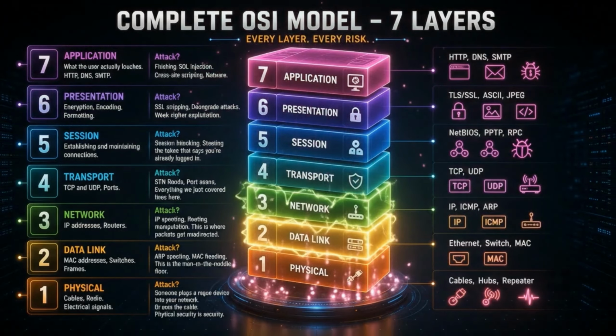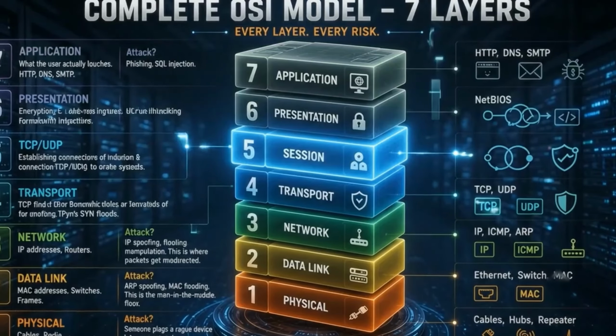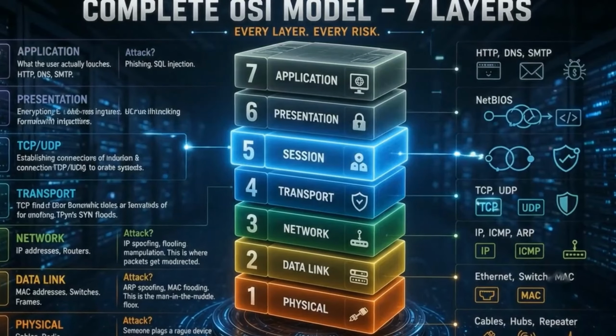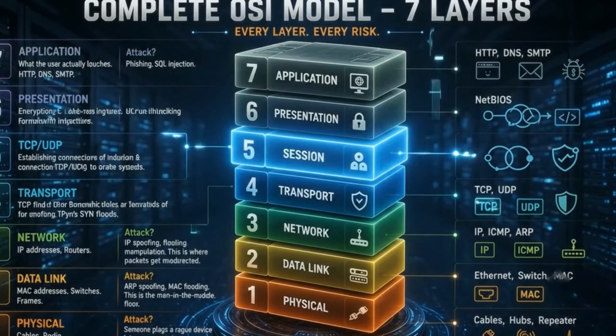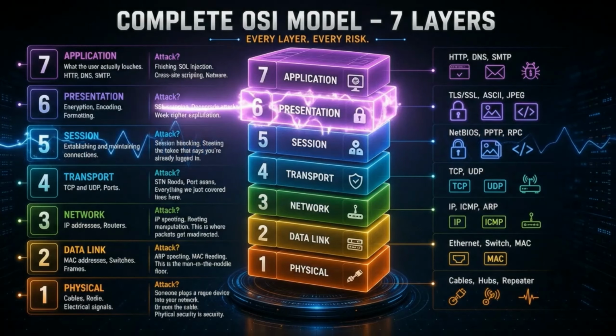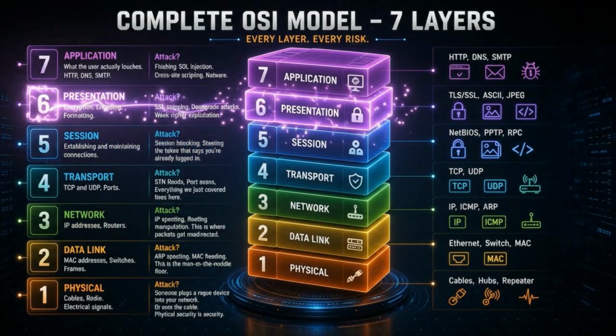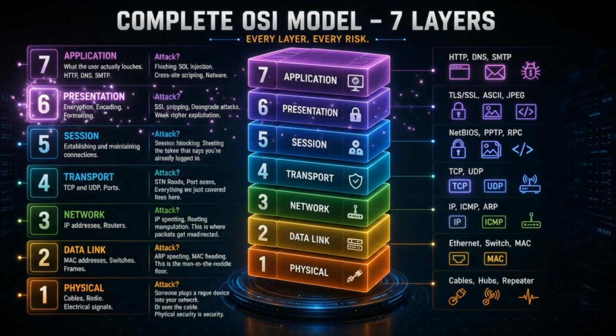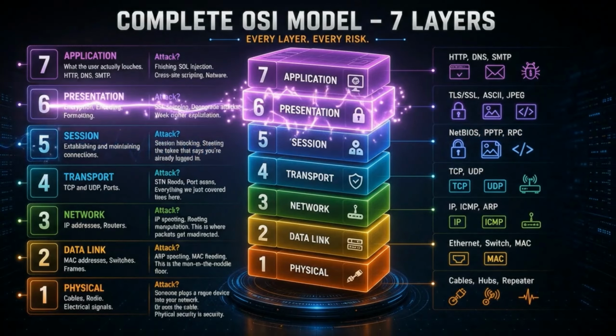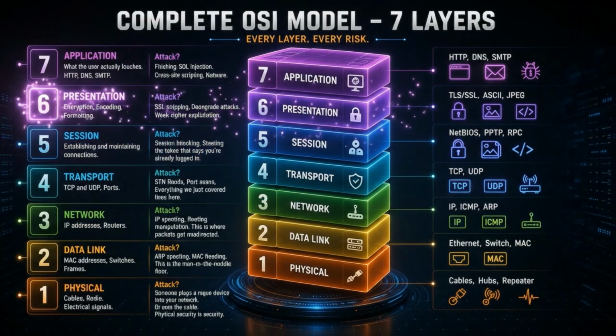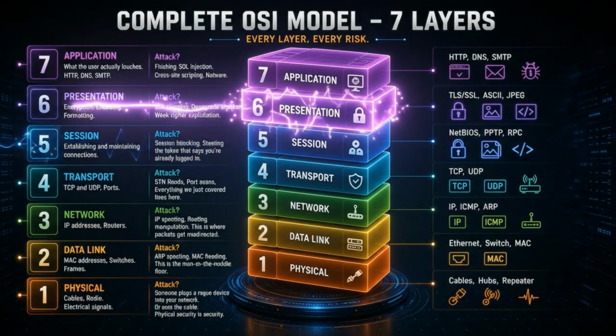Fifth, session layer. It creates, manages, and ends communication sessions. Attack type: session hijacking. If an attacker steals your session token, they can impersonate you without ever knowing your password. 6. Presentation. This layer is responsible for encryption, encoding, and data formatting. Attack types: SSL stripping, protocol downgrade attacks, and exploiting weak encryption algorithms.